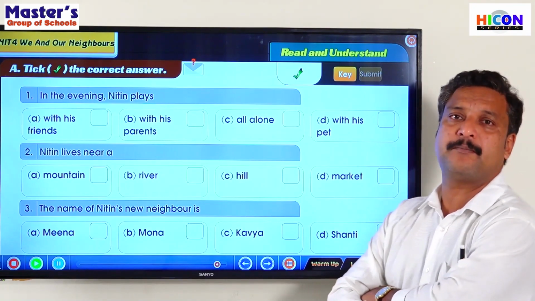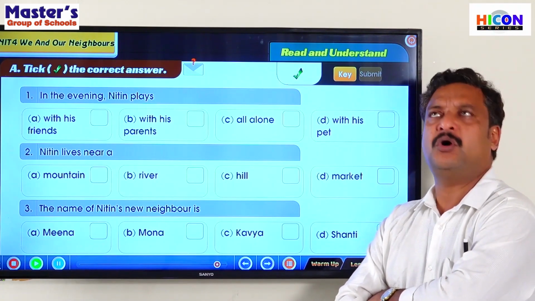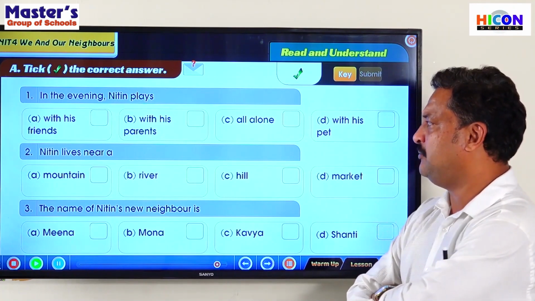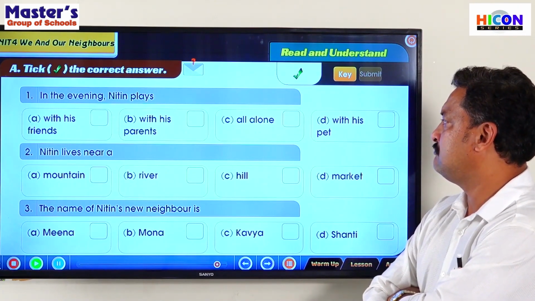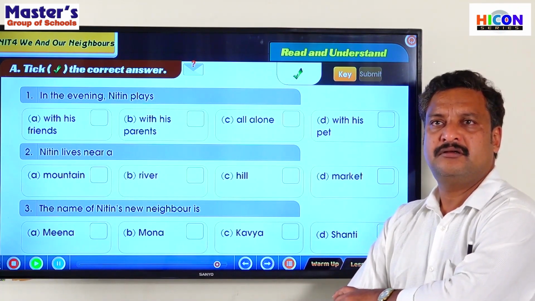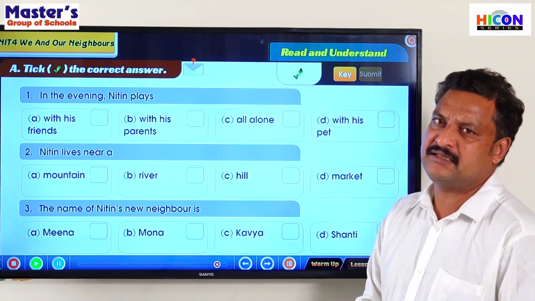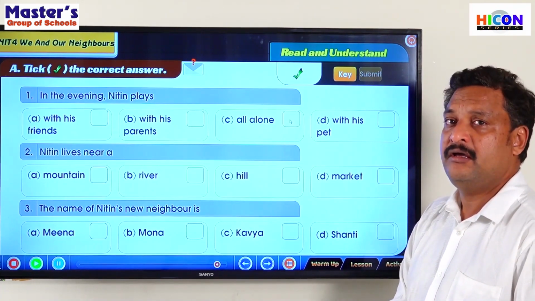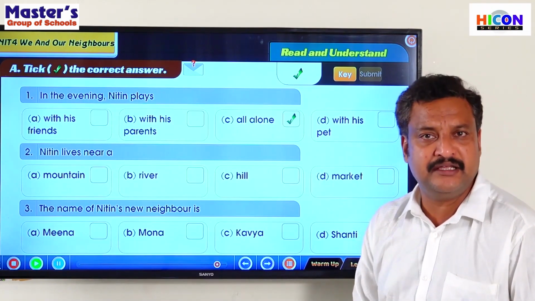With his parents, we have never come across Nitin's parents in the lesson, no? The only person whom we have met is Meena's mother. Isn't it? So Nitin never played with his parents. All alone. Was there anybody? D, with his pet. We never came across any pet or pet animal or something like that in the lesson, isn't it? So what is the option? Option C. Why? There was nobody with whom Nitin could play in the evening.